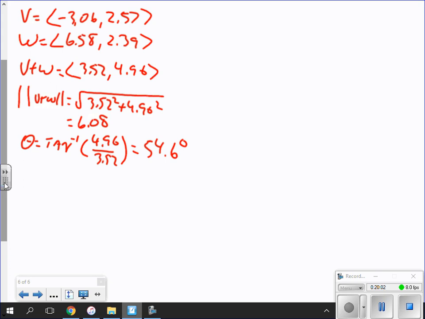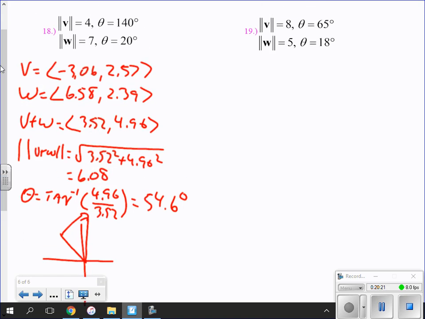I'm not going to worry about sketching it out. It's not that big a deal. Screw it. Let's do this. V is something like that. W is something like that. V plus W is something like that. That is good enough for how I feel right now, because it's more important to do the other parts. So same thing on this one.